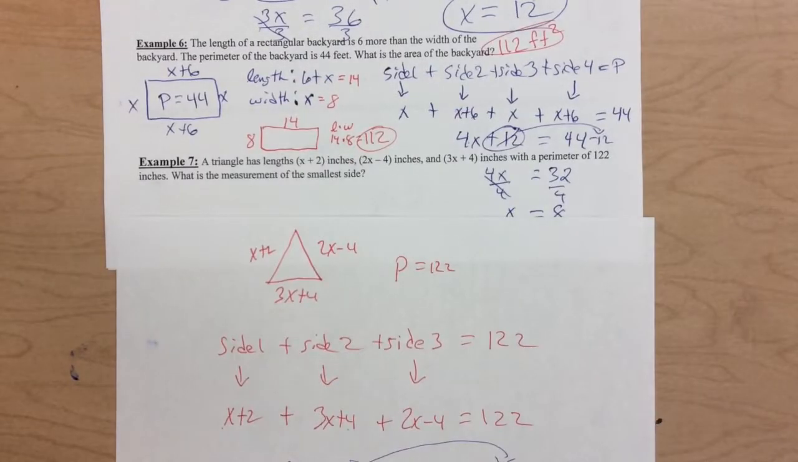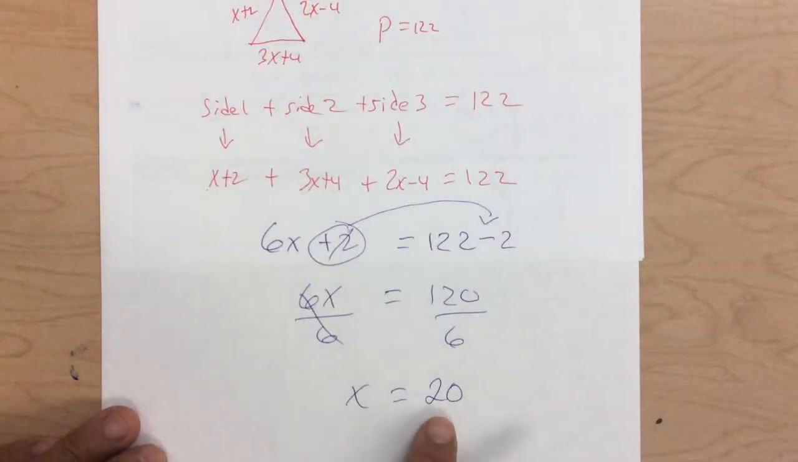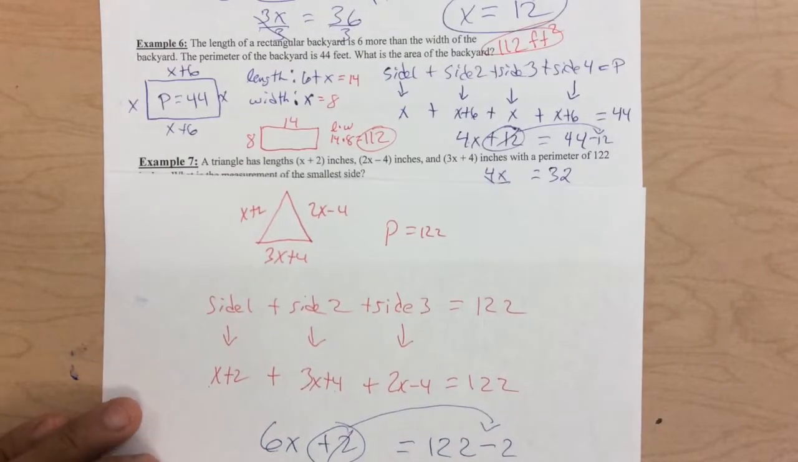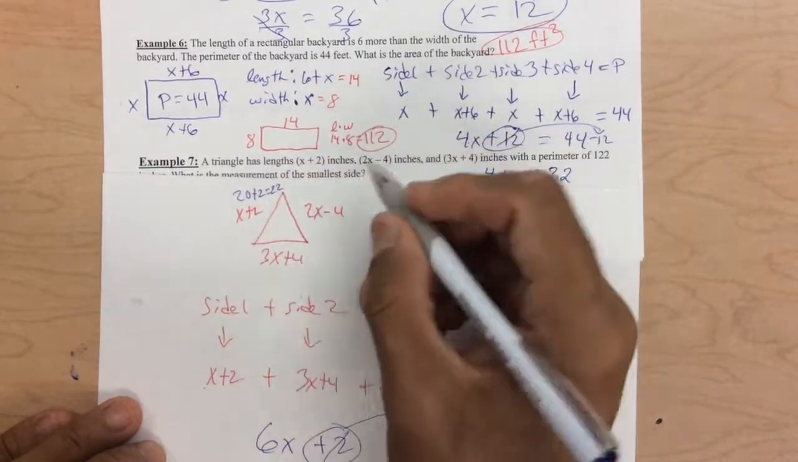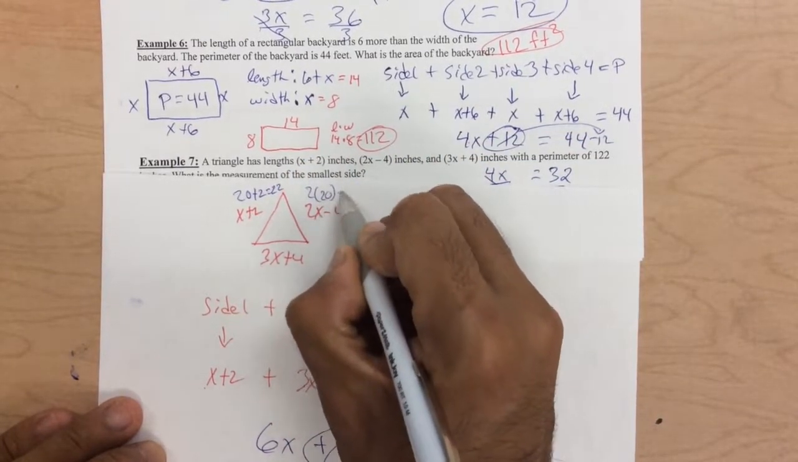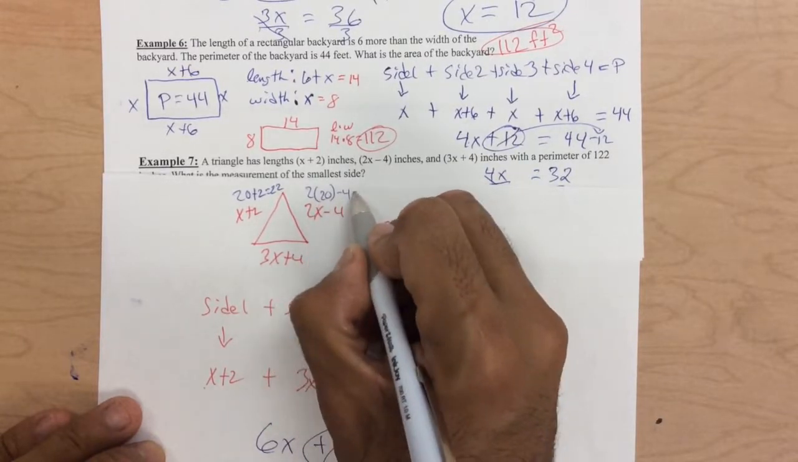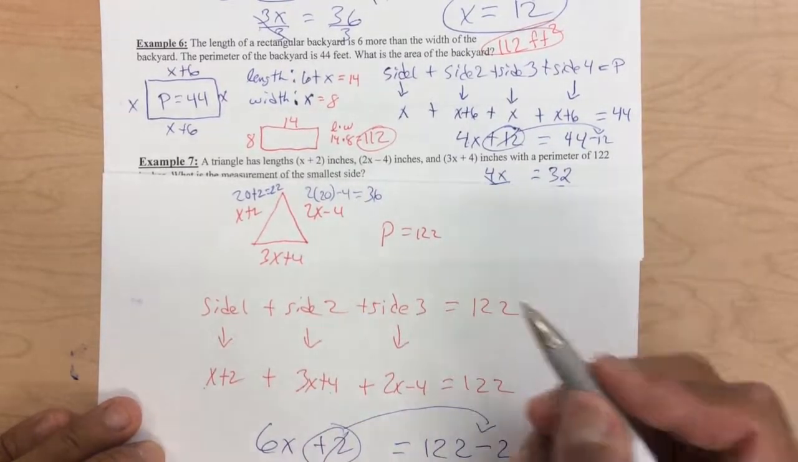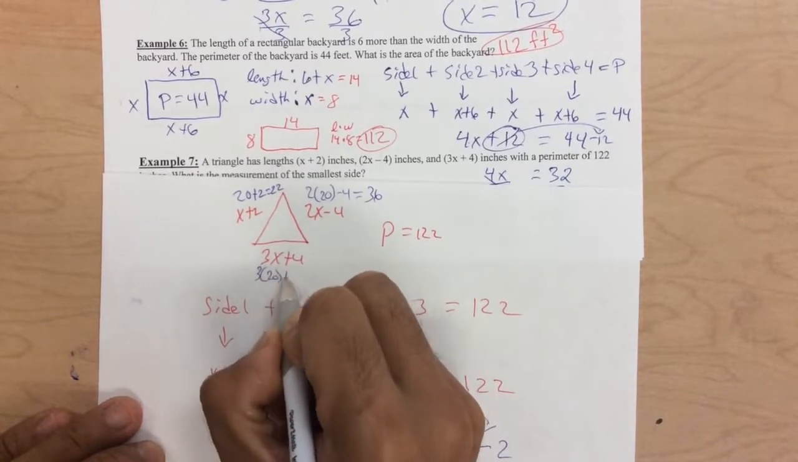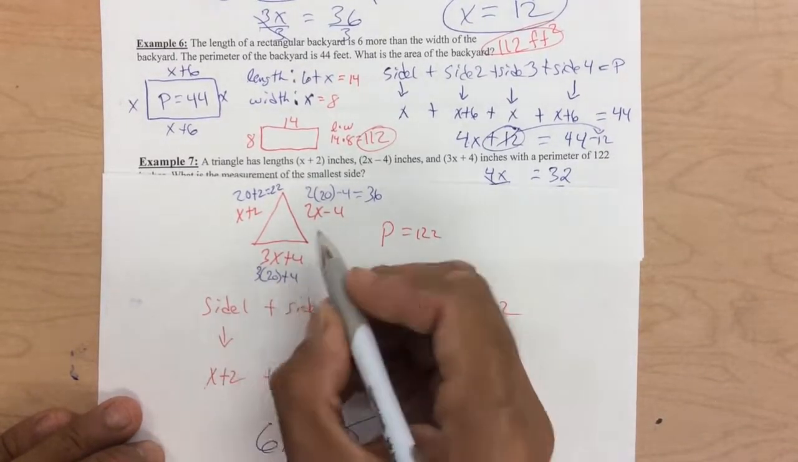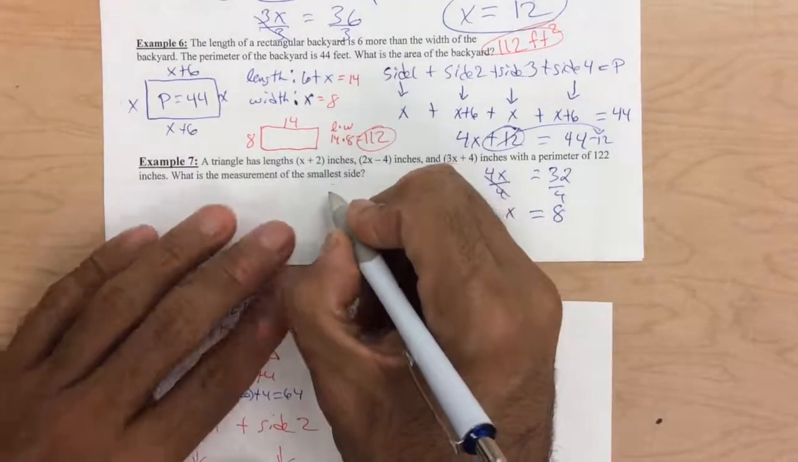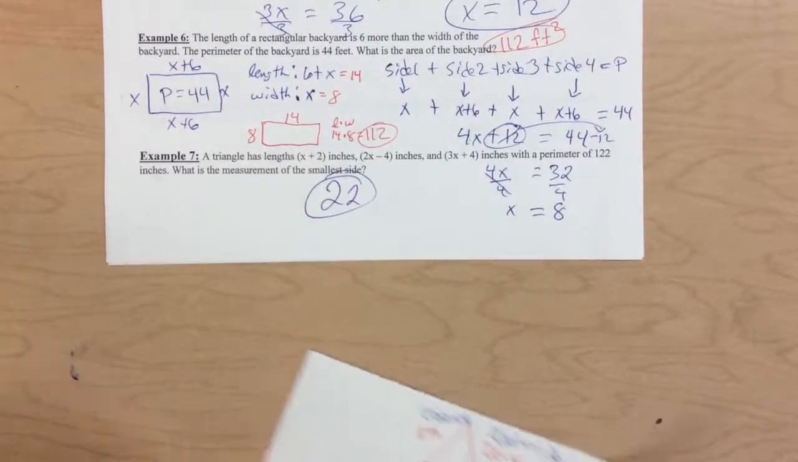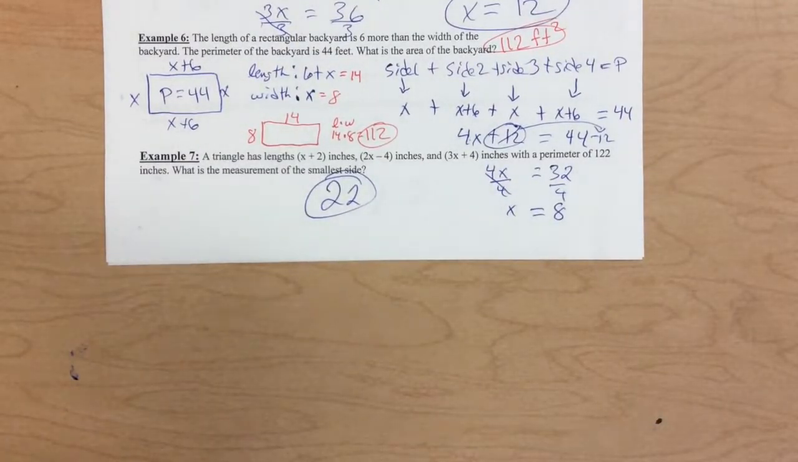So they asked me, what is the measurement of the smallest side? So let's take this and plug it into our expressions. So the first one, 20 plus 2 gives me 22. Next one, 20 times 2 minus 4, that will be 40 minus 4 is 36. 3 times 20 plus 4, that will be 60 plus 4 is 64. So what is the smallest side? 22. So my answer to this problem is 22. What is the measurement of the smallest side?